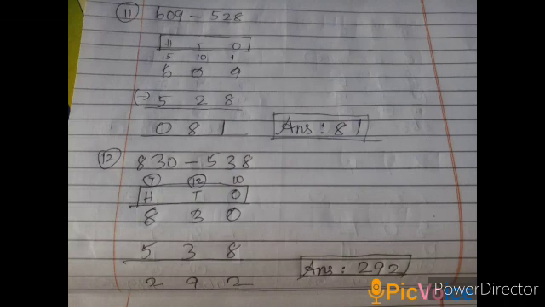Next one is 12th sum, 830 minus 528. Write the place value chart and arrange the number. Start the subtraction from ones place. Here 0 minus 8 is not possible. Get the borrow from tens place number. So the ones place becomes now 10. 10 minus 8, 2. The tens place number now it is 2.